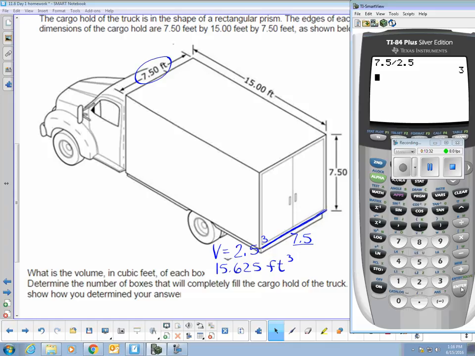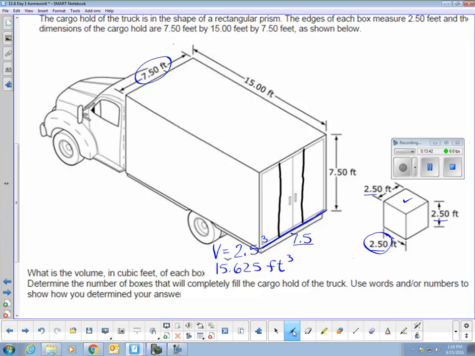So I can stack 3 boxes across the back here. Right? So there's room for 3 boxes. Now I'm going to see how many I can stack high. Well, it's also 7.5 feet high. So I already know that I can put 3 boxes straight up because, again, 2.5 goes into 7.5 3 times. All right, and so I'm stacking them 3 across and 3 high.